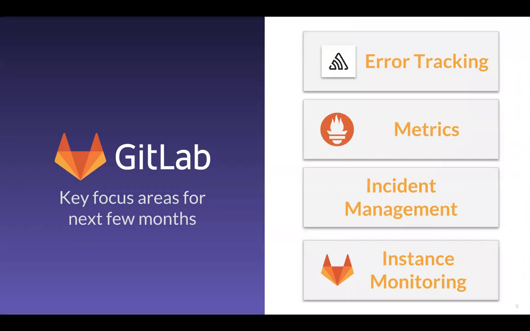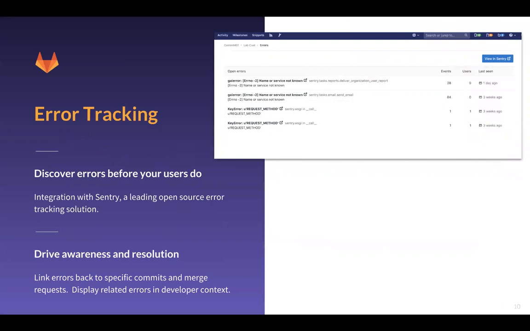So with that being our charter here at GitLab, we're focused on four key areas within that spectrum in the next few months: error tracking, metrics, incident management, and instance monitoring. Let's take a look at each of these in sequence.